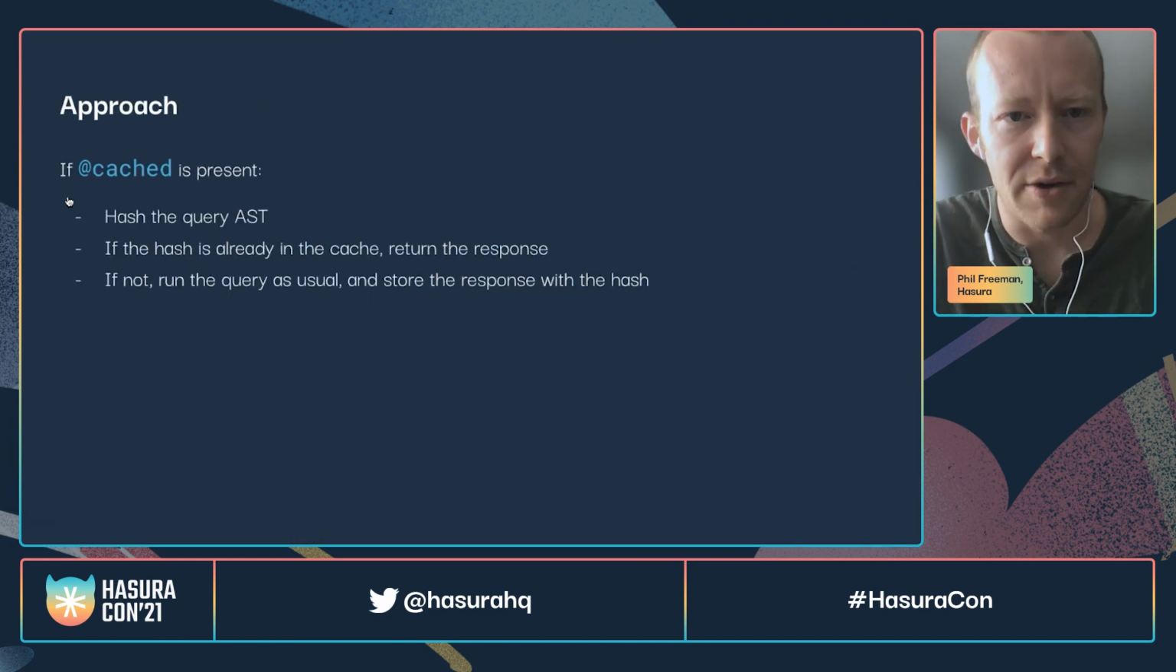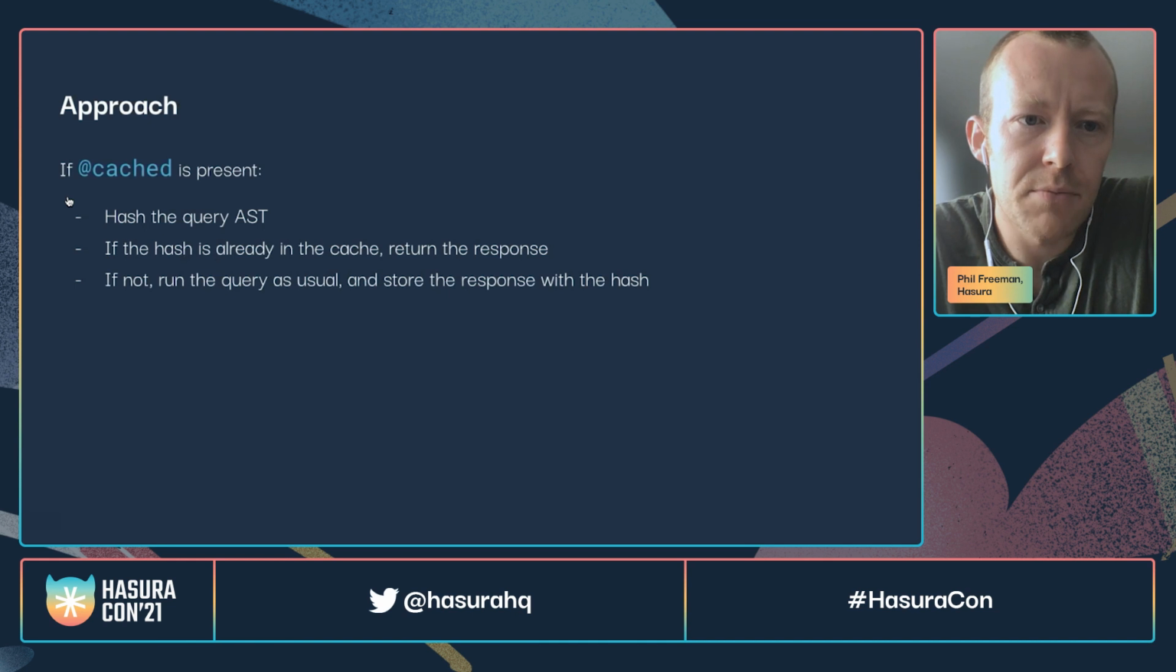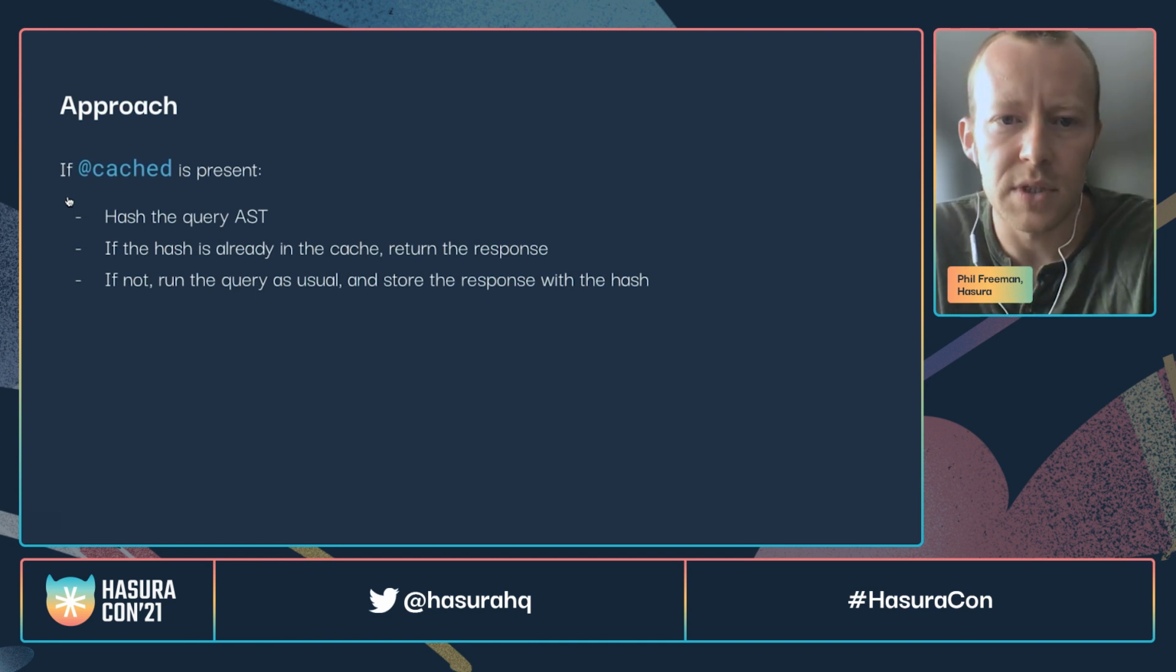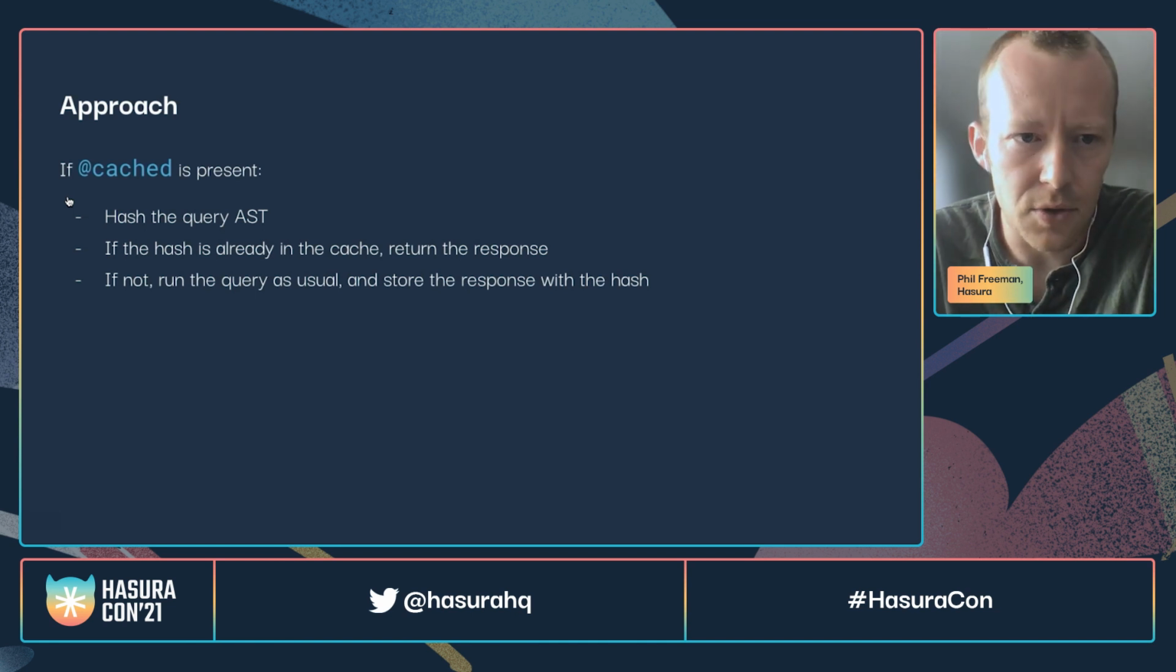So what happens when you add the directive to your query? To a first approximation, the approach is very, very simple. We first compute a hash of the query tree, that's the AST that Hasura parses, and then we use that computed hash as a key in the cache to look up the response. If it's there in the cache, we return that response. If it's not, we send the query to the database or data source as usual, and store what we get back, the response, in the cache with the same key. That's the hash.